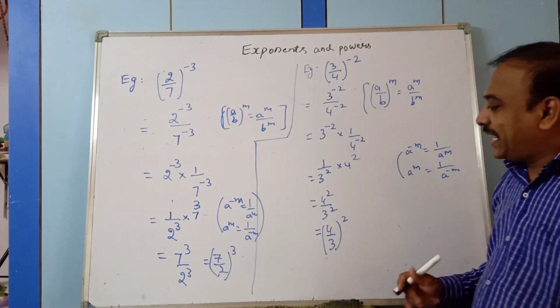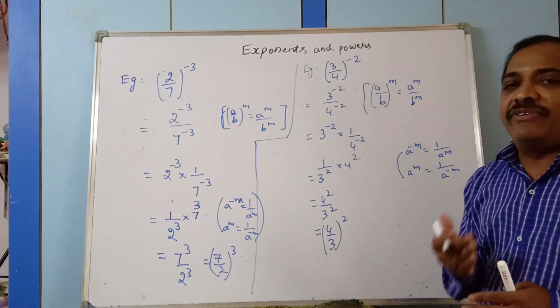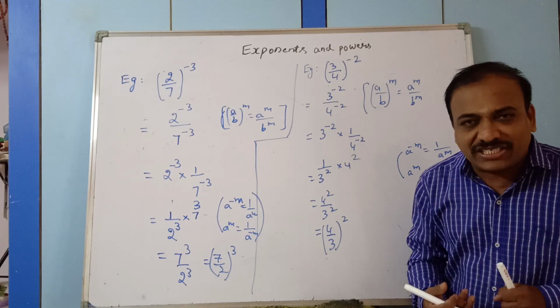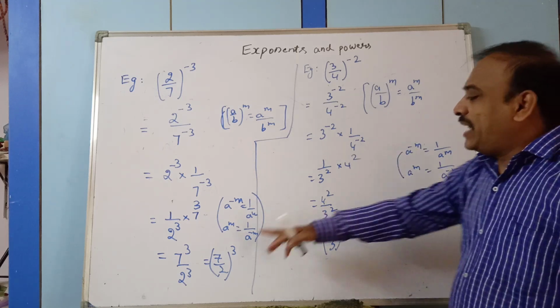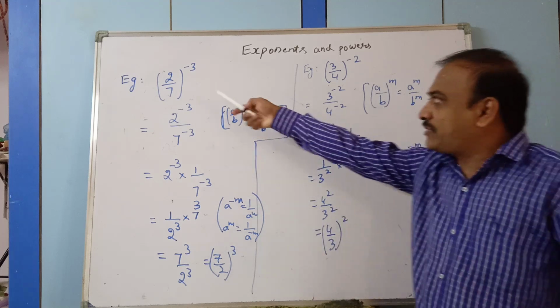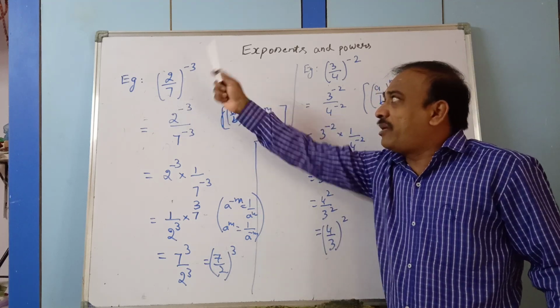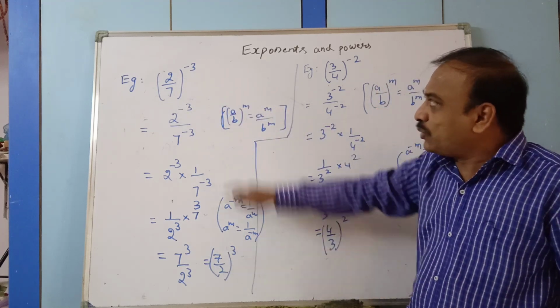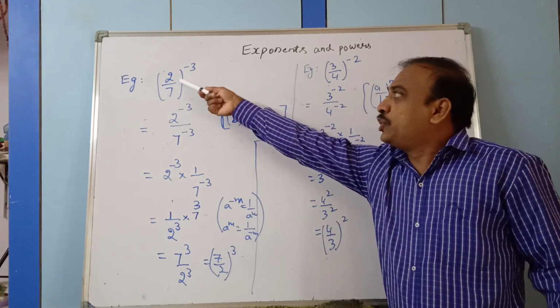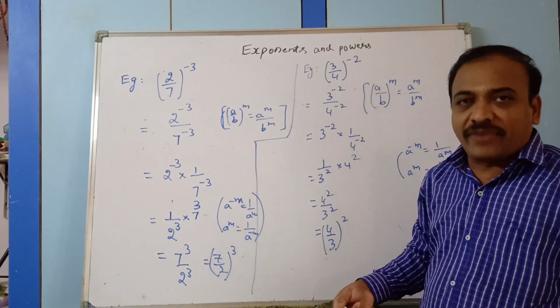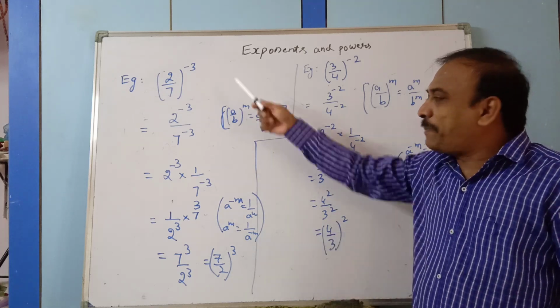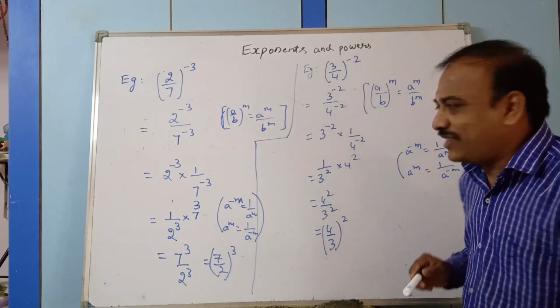Yes, you are right. We are taking the reciprocal of the fraction and making the power positive. Actually, you see, 2 by 7 whole to the power minus 3 becomes 7 by 2. Inside the bracket you observe 2 by 7 and 7 by 2. We are taking the reciprocal of the fraction, then writing the power as positive. Yes, exactly, you are right.